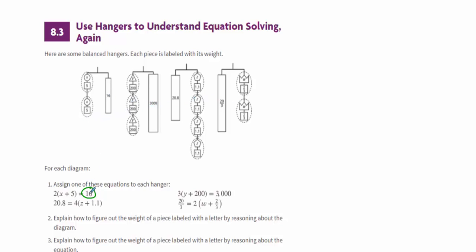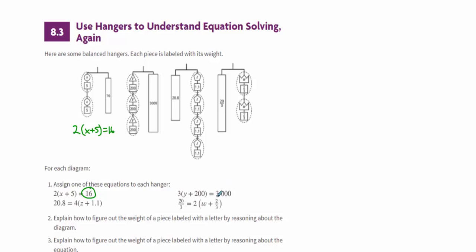So this one must be 2 times the quantity x plus 5 is equal to 16. If I look up here, I have an x plus 5, right? And I have 2 of them. So I'm going to take this x plus 5 right here and multiply it by 2 to get 2 of them.